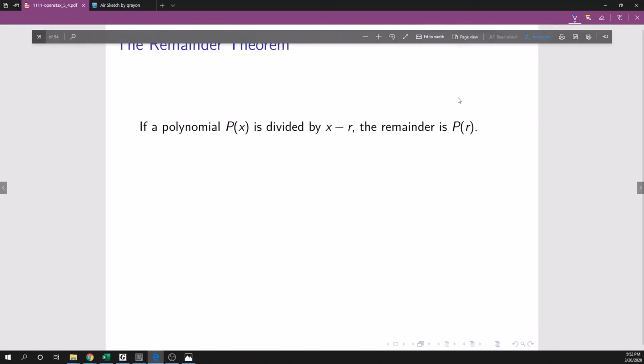Okay, and so that brings us to the remainder theorem. The remainder theorem says that if a polynomial p of x is divided by x minus r, either synthetic or in polynomial long division, the remainder is p of r. So that is whatever you get when you plug r into the polynomial. That's going to be exactly the same thing as the remainder when you divide by x minus r.